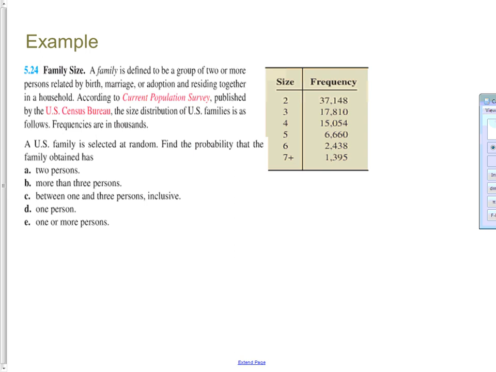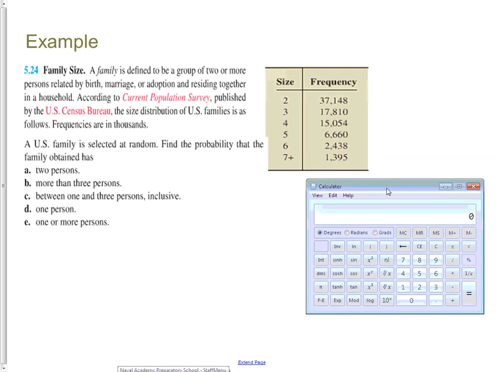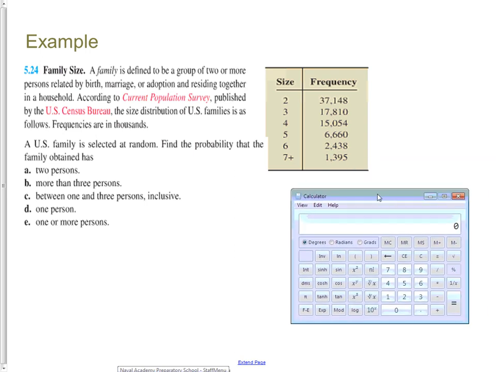So we should get out our calculator and check this out. We're going to go ahead and add our numbers here. So I'm going to take 37,148, add 17,810, and so on down the list. And that means we get a total of 80,505 ways that we can get this particular frequency.